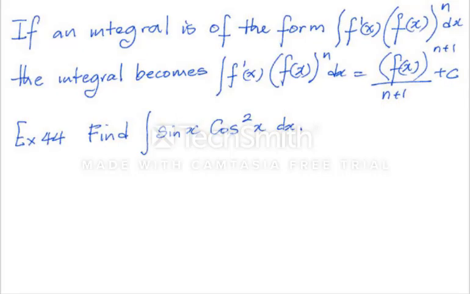If an integral is of the form f prime of x, and in brackets you have f of x raised to an external power n, the integral becomes f of x to the n plus 1 divided by the new power, plus c. In a sense it becomes like a power integral, where you raise the external power of the function by 1 and then divide by the new power. What happens to the derivative?